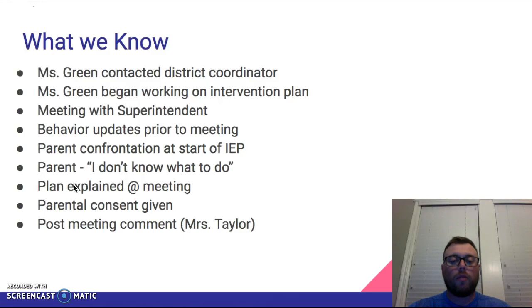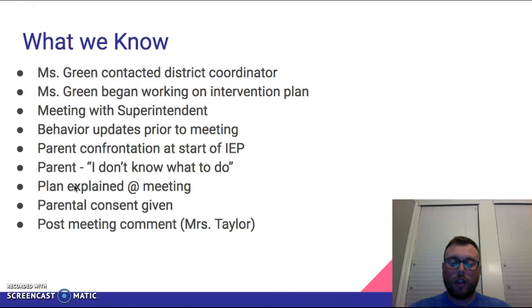When the parents did come in for the meeting, there was a confrontation at the start of the IEP meeting. The mom started blaming the dad for leaving, and was putting blame on the dad for the reason why she's having to work so much and not at home as much to spend time with the kids and to help work on some of these issues. As they got to talking about some of the issues and the new strategies and intervention plan, the parent basically stated that she didn't know what to do.